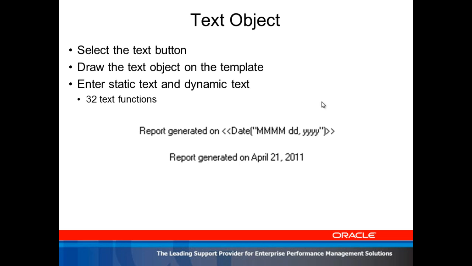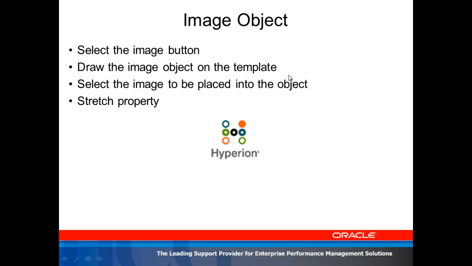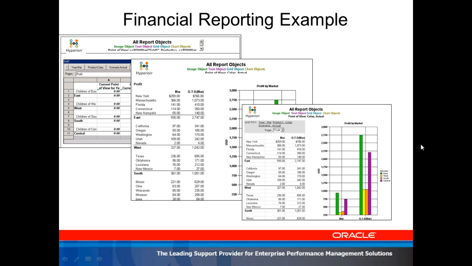Then you add text objects. Sometimes you'll add static text and sometimes you'll add dynamic text, like I've done here with a date function that will, of course, every time display today's date. But there are 32 different text functions you can add to your text objects. Image objects are just pictures. You select the image button, draw the image, and select the image to be placed on the object. You can stretch it and do a few other things with the images.